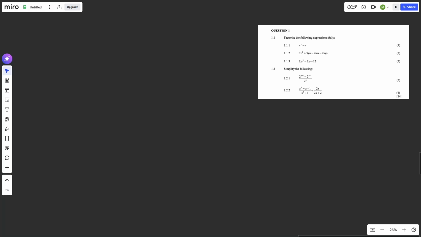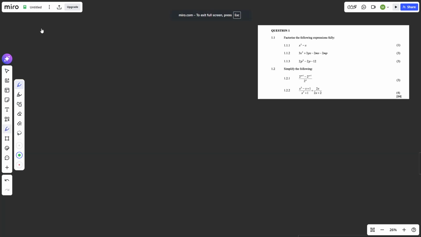So in today's session, we're going to be looking at some algebraic equations, right? So we'll be factorizing a few expressions and simplifying a few as well. Okay. So now this is broken down into 1.1 and 1.2. So in 1.1, we'll be factorizing the following expressions.